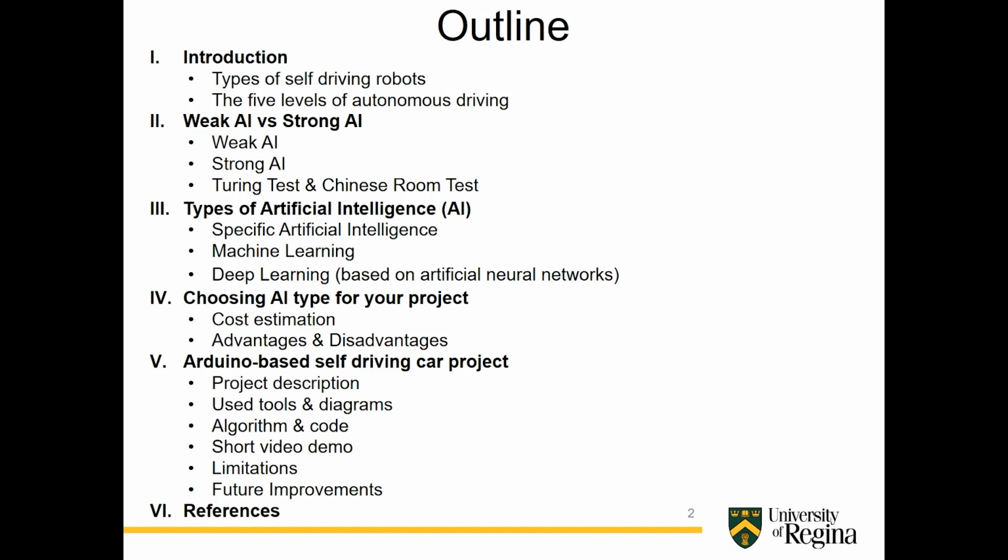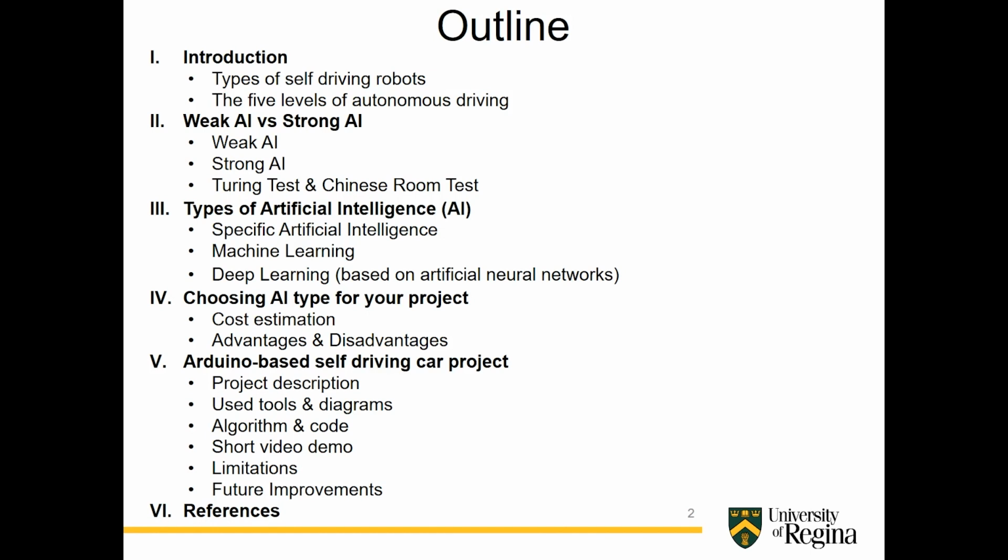I'm also going to talk about the Turing test and the Chinese room test, which allow us to identify which AI we are dealing with. I will talk about the different types of artificial intelligence, such as specific AI, machine learning, and deep learning, which is based on artificial neural networks.